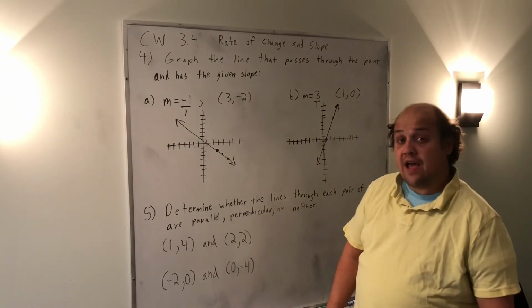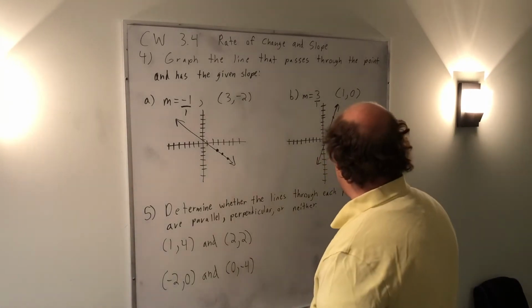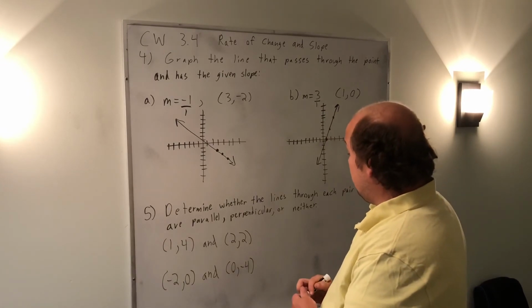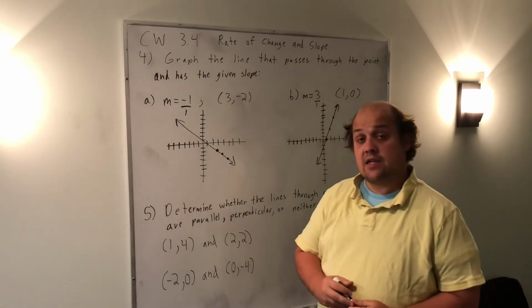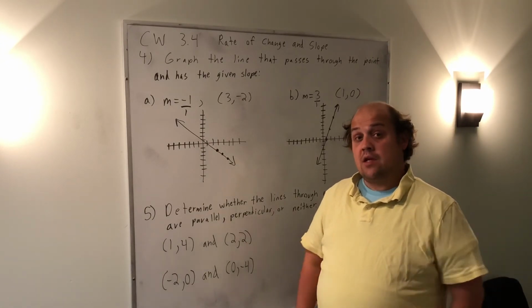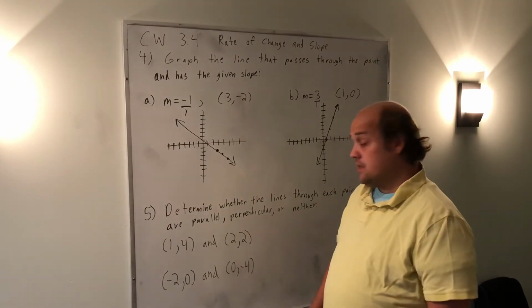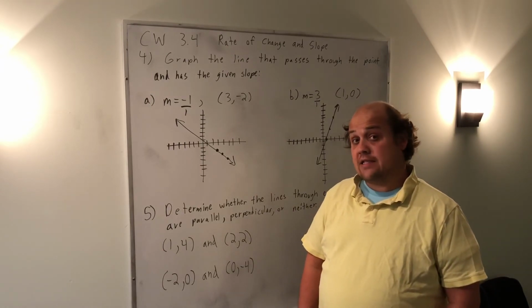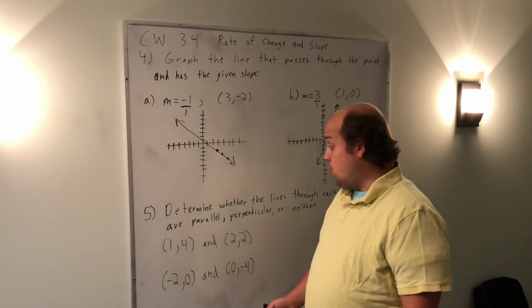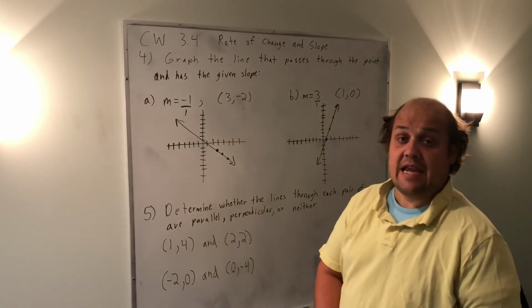In question 5, it asks us to determine whether the lines through each pair of points are parallel, perpendicular, or neither. Only way to determine this is by knowing the slopes of the lines. If the two slopes are the same, then I have parallel lines. If the two slopes are negative reciprocals, I have perpendicular lines. And if the two slopes don't have either of those relationships, then I say neither.